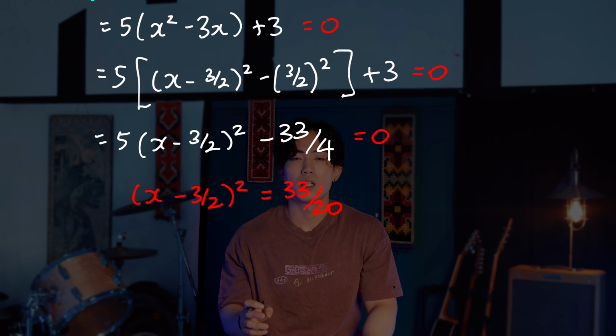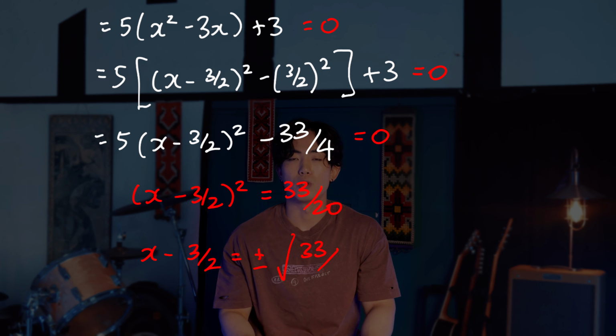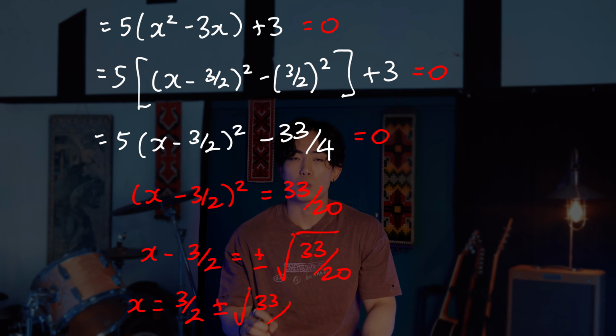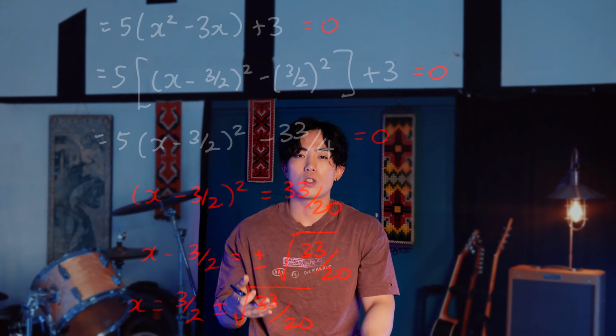We square root it. Remember, if you square root it, we have a plus or minus sign, right? So we'll have x minus 3 over 2 is equal to plus or minus root 33 over 20. And I'll bring the 3 over 2 to the other side. So x is 3 over 2 plus or minus the square root of 33 over 20. So that's just another way of solving a quadratic equation. The good thing about completing the square is it tells us an important point on a quadratic graph, which we'll look at when we're drawing these graphs.